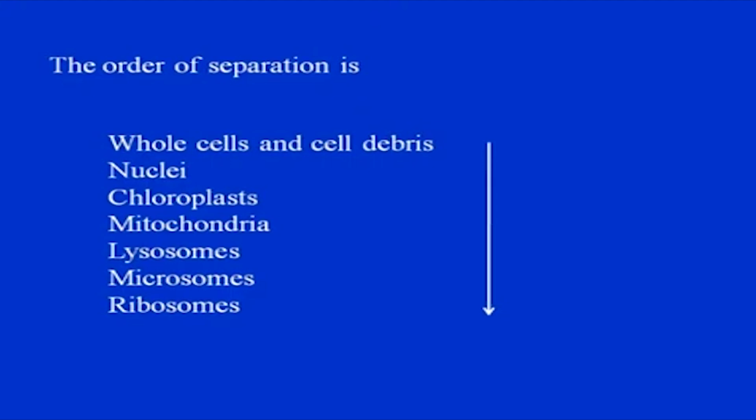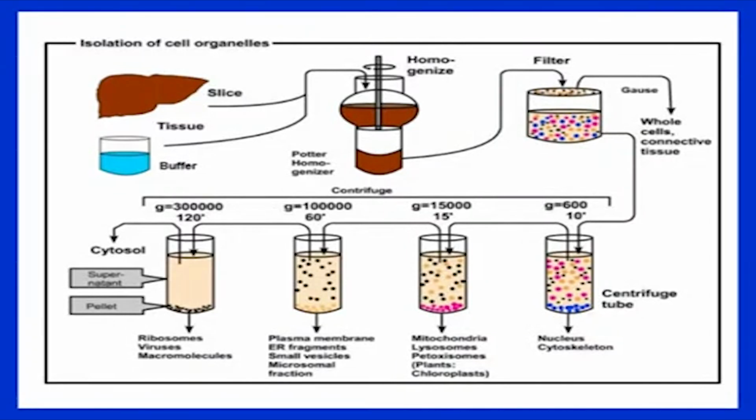This is the order in which whole cells will be the first and ribosomes will be the last to sediment. As we can see very clearly in this figure on your screen, you have taken a particular tissue, sliced it, and done the processing, that is homogenization and other things. Now, as this comes in and you start the sedimentation process, whole cells or the cell debris will be the first to sediment.